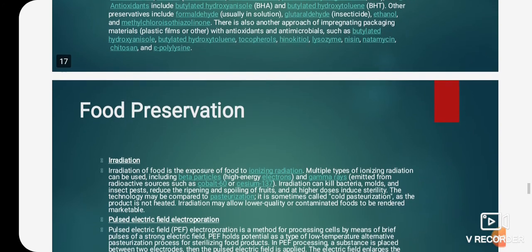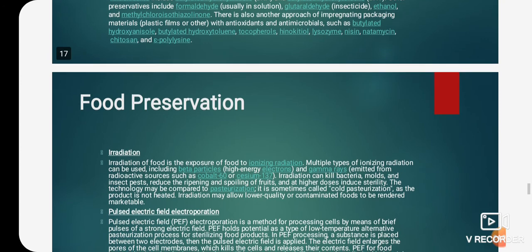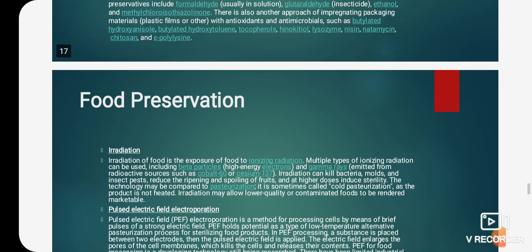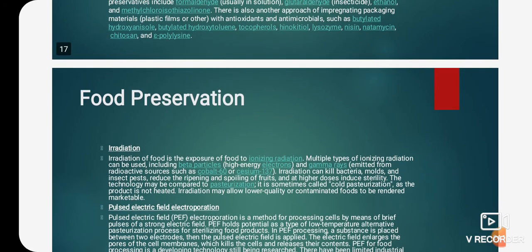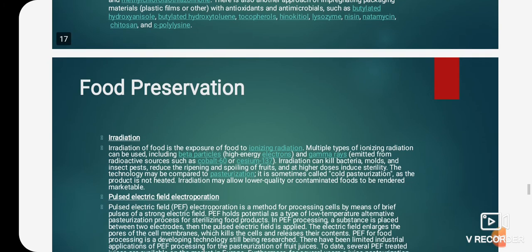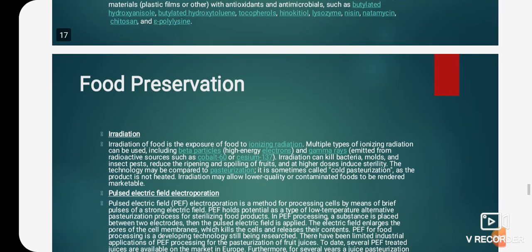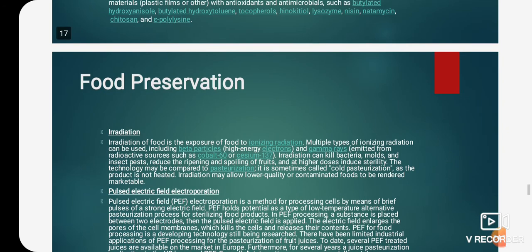So, the next process of food preservation is irradiation. Irradiation of food is the exposure of food to ionizing radiation. Multiple types of ionizing radiation can be used, including beta particles, high energy electrons, and gamma rays emitted from radioactive sources such as cobalt 60 or cesium 137.